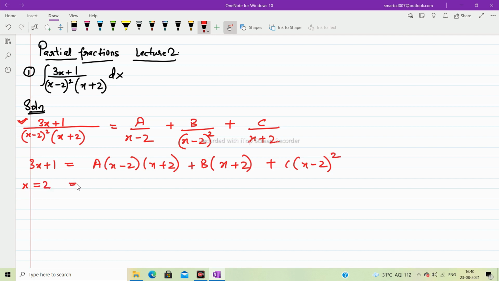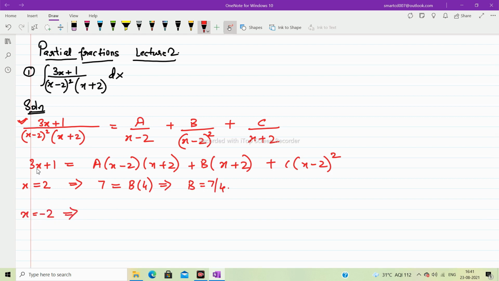If I put x as 2, on the left side I'll get 7, since 3 into 2 is 6, 6 plus 1 is 7. This will become 0, this will become 0, and only b will remain. So I'll have b into 4, so I'll get b as 7 by 4.